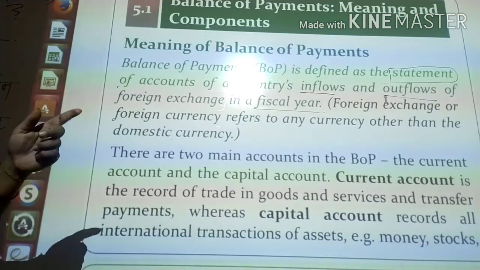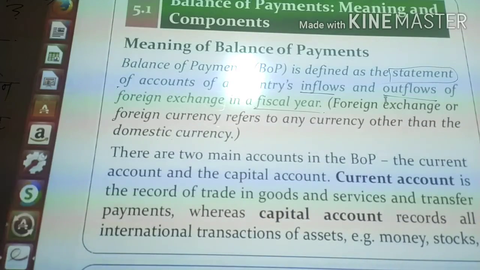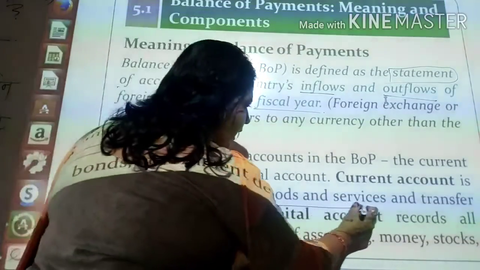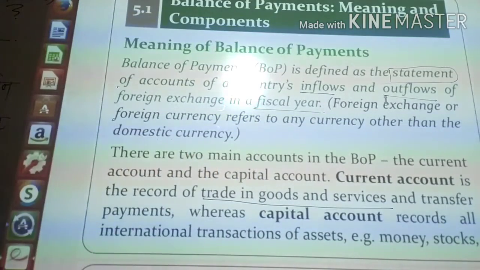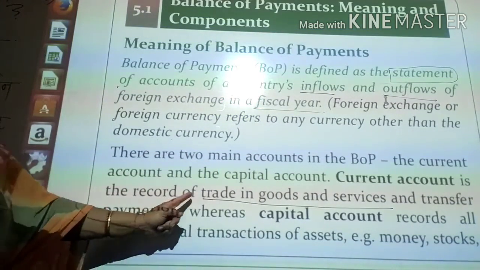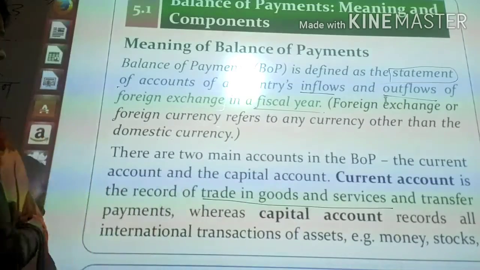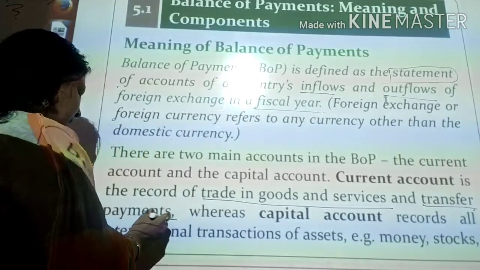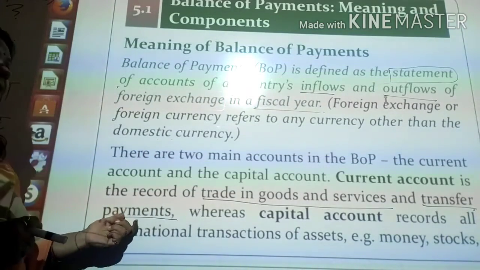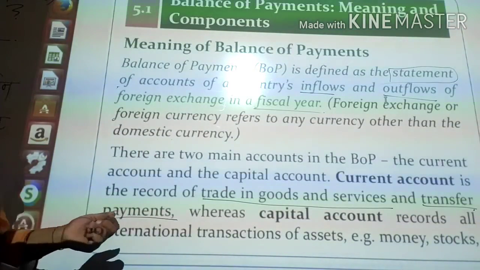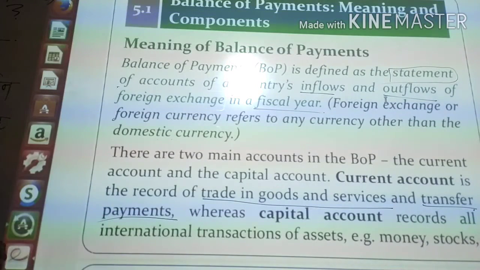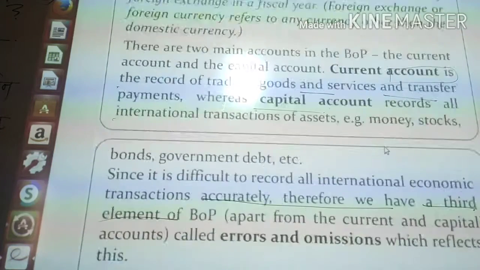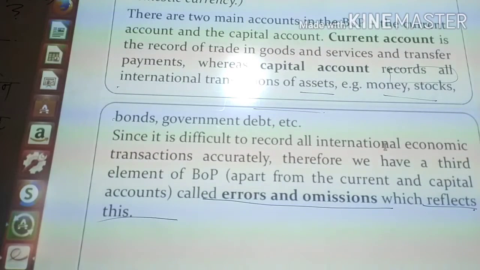Now there are two main accounts in the BOP, the current account and the capital account. Already we had seen the current account is the record of trade in goods and services and transfer payments. What is transfer payment? All these terms we had seen in the national income chapter. Whereas the capital account records all international transactions of assets like money, stock, bond, government debt, etc.